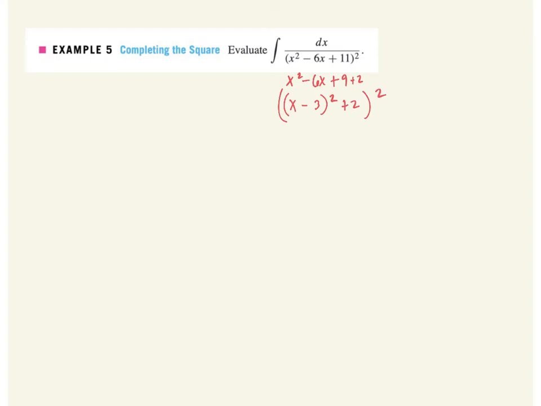So then I'm going to name u equal to x minus 3, and du is just dx. So this is our first level of substitution. So that means that we are equal to du over u squared plus 2 quantity squared.